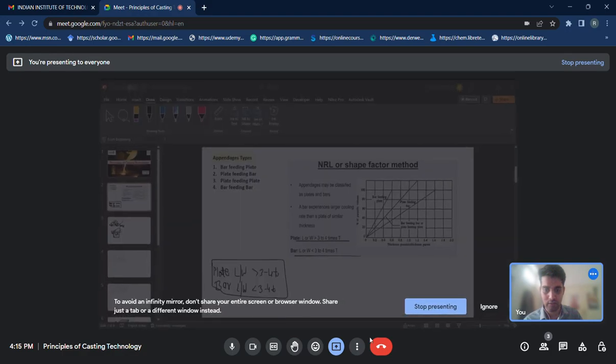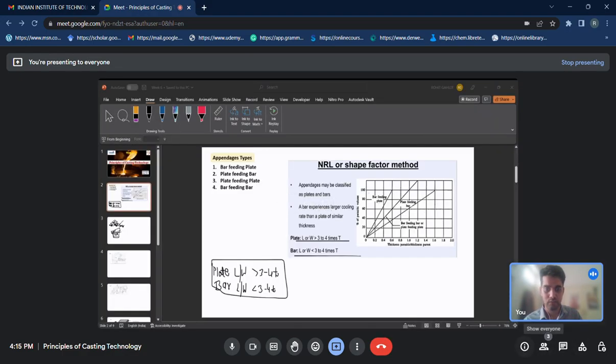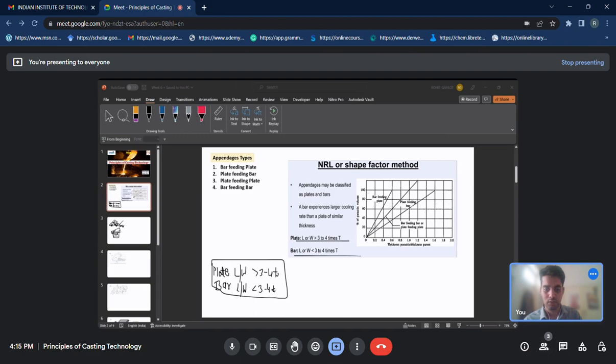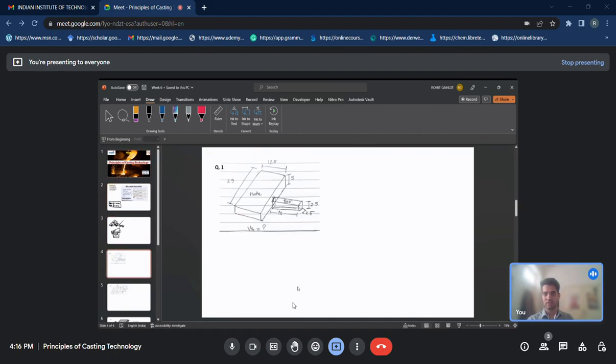The reason I'm discussing this is that sometimes in your exam, problems might be given where we need to design a riser for a casting that has some protrusion. This is the first problem we will be doing today.